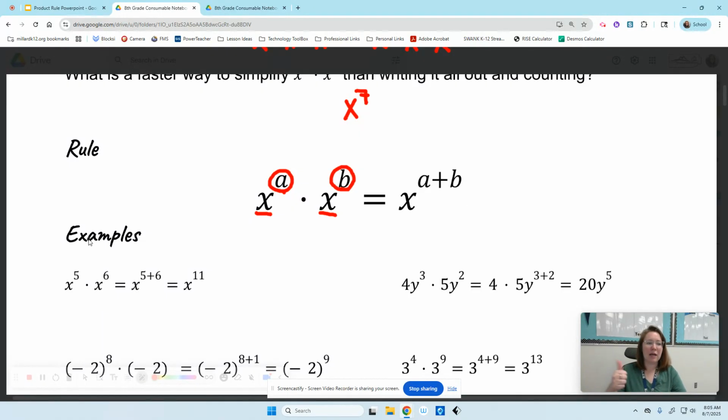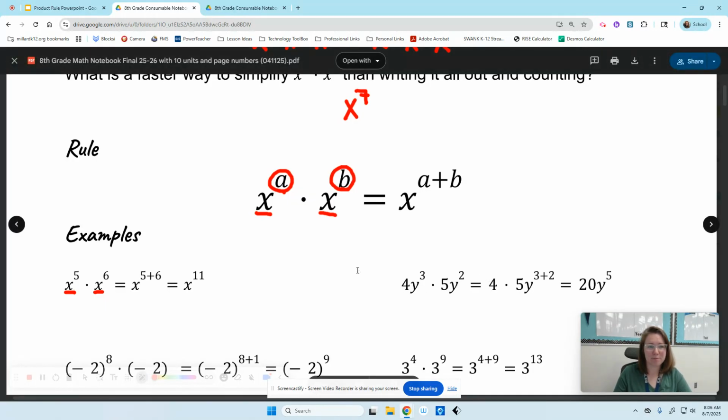So some examples: x to the 5th times x to the 6th. Writing that all out, x, x, x, x, x, x, x, x, x, x, x, right? That would take up some space. But the quick way to do it, because both of the bases are the same, is you're allowed to just add 5 plus 6 is 11. Now, I'm going to kind of go in a circle, and we're going to save this one for last because it's a little more difficult.